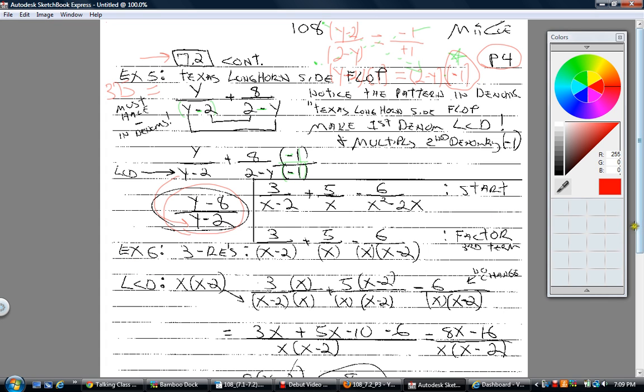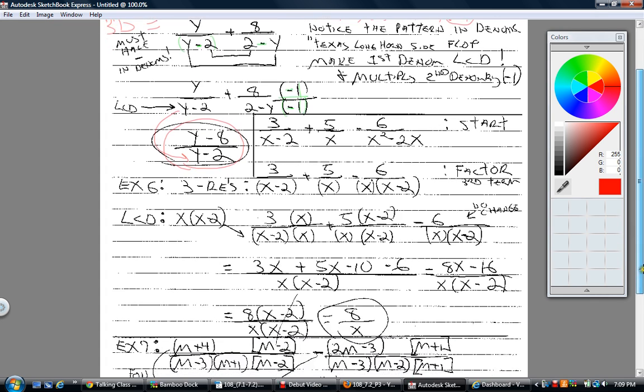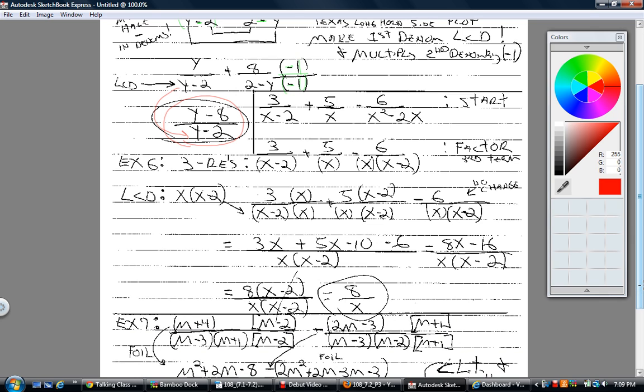Let's tackle example 6, and we are on page 376. It's just to help you follow along in the book here. Now, we are going to have 3 rational expressions, adding and subtracting them, and here's the original problem up here.